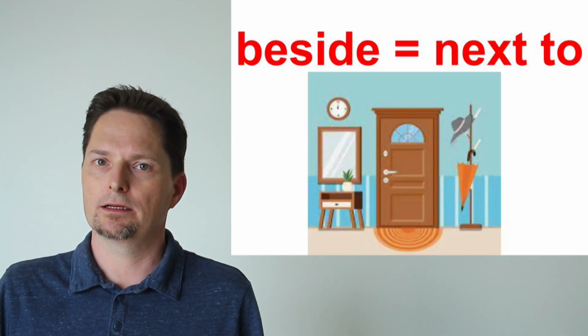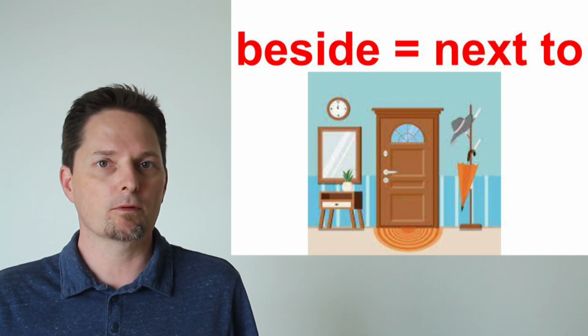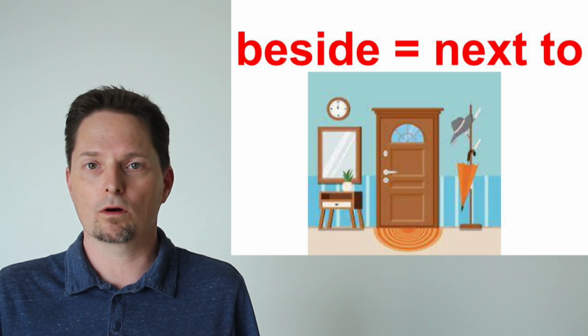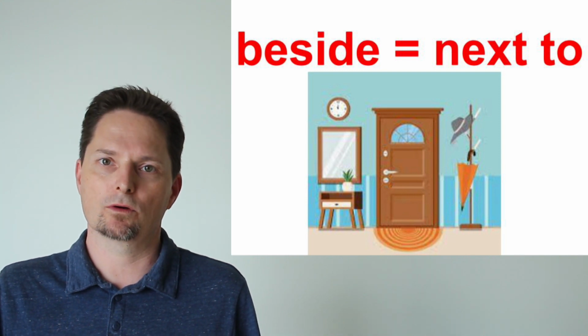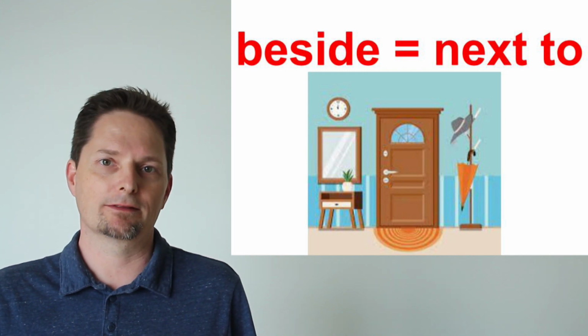Beside with no S is a preposition. It means next to. Example, where is the mirror? The mirror is next to the door, or the mirror is beside the door. Where's the coat rack? The coat rack is beside the door.